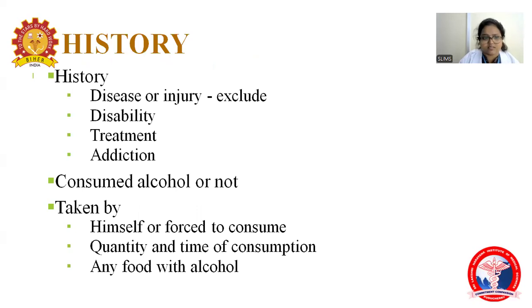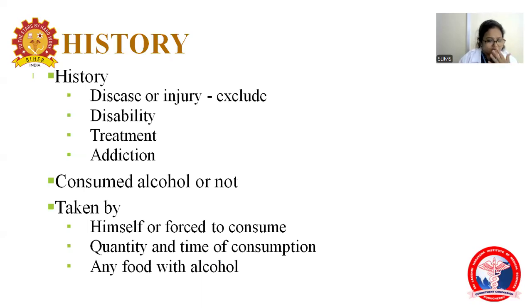And then a detailed history of any other disease, chronic disease or injuries has to be excluded. Whether he is suffering from any disability has to be ruled out. Any previous illness, or whether he is on any other treatment, has to be asked for. Any other substance of addiction other than alcohol has to be asked about and ruled out. And then the history of consumption of alcohol.